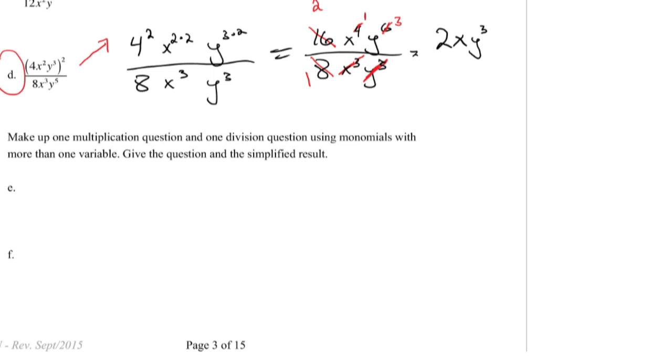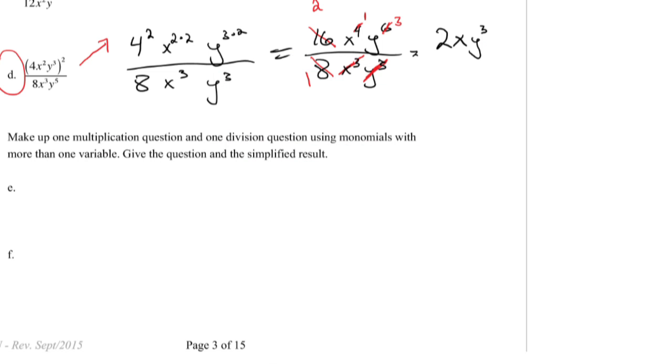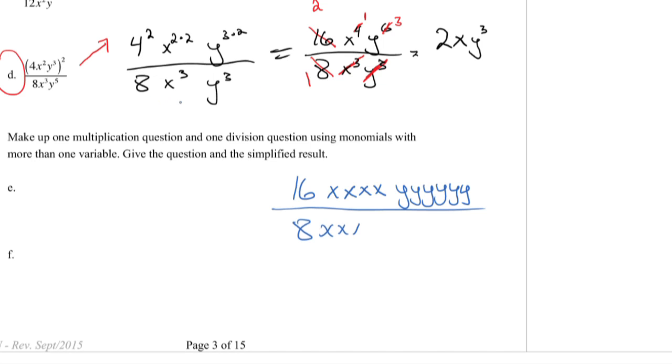I could alternatively write it like this. Think about it this way. 16x to the 4 is like x, x, x, x. 1, 2, 3, 4, 5, 6 y's. And then 8, 1, 2, 3. I could write it like that. That's a lot of work, but I could do it that way.